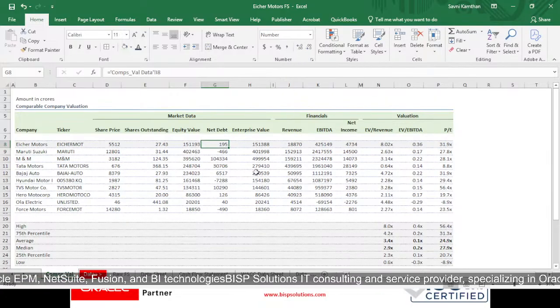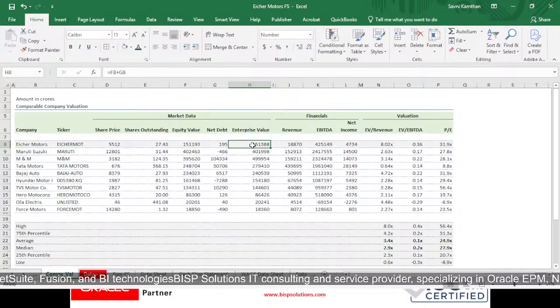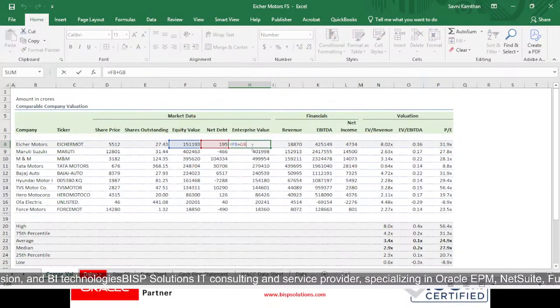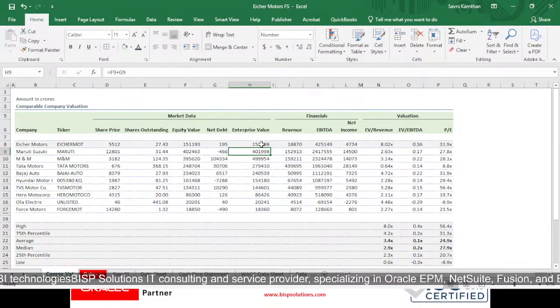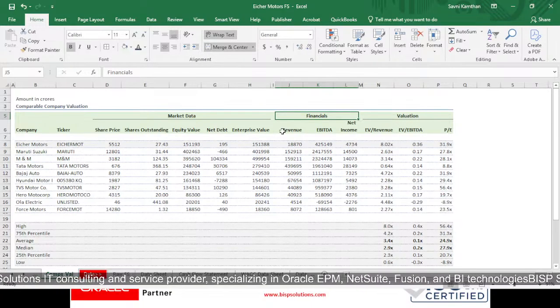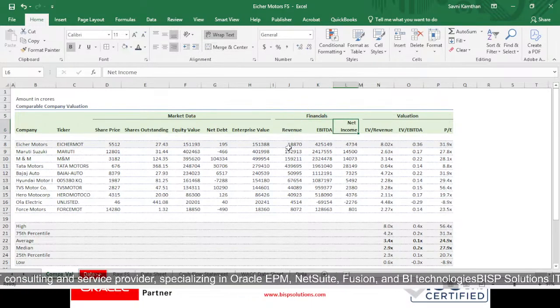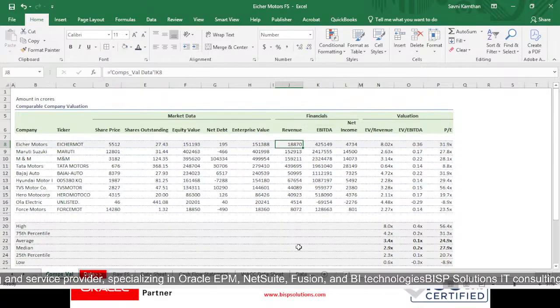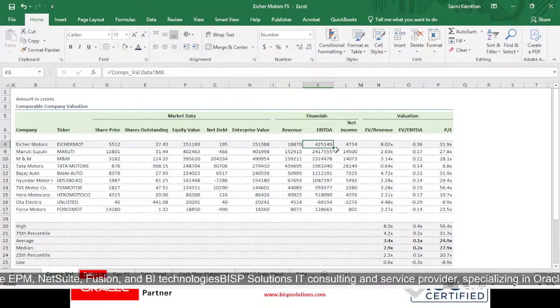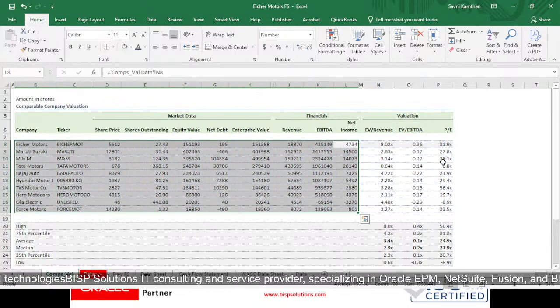After that, you have to calculate enterprise value, which is equity value plus net debt. So we will be getting enterprise value, and the same function will be applied, so you drag it till the end. In financials, we have taken revenue, EBITDA and net income. Revenue will be our sales, which we have already taken in our data sheet. We will be linking it here. EBITDA we have already calculated, and we just have to link it. And net income is net profit. So this much data is completed for our companies.